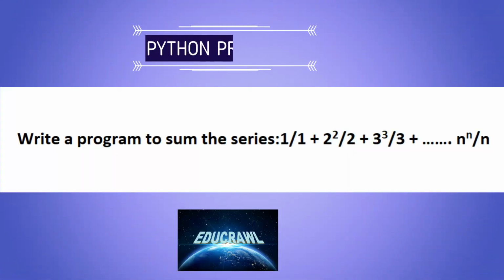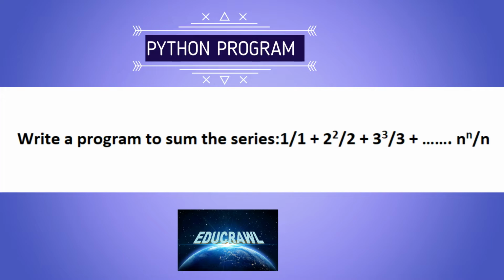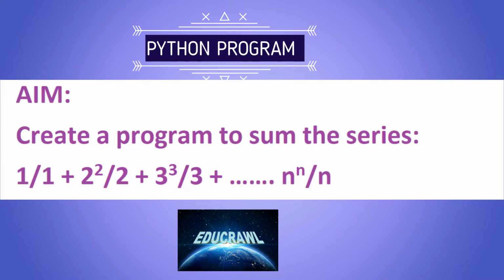Write a program to sum the series 1 by 1 plus 2 squared by 2 plus 3 cubed by 3 till n power n by n. The aim of the program is to create the sum series of 1 by 1 plus 2 squared by 2 plus 3 cubed by 3 till n power n divided by n.